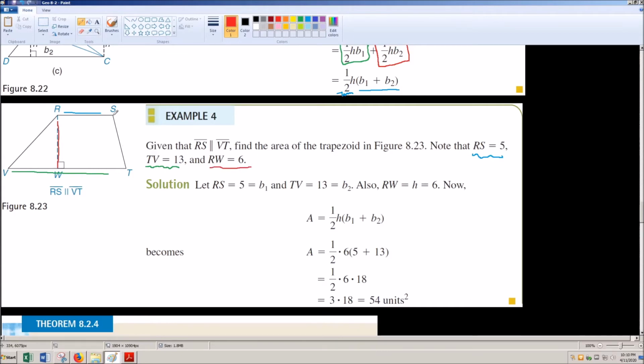Just be careful here because, like ST, this is an example of a trapezoid which looks almost like a right trapezoid, and so we're not using ST, and we are not using RV for the height of this thing. It's got to be the altitude down.